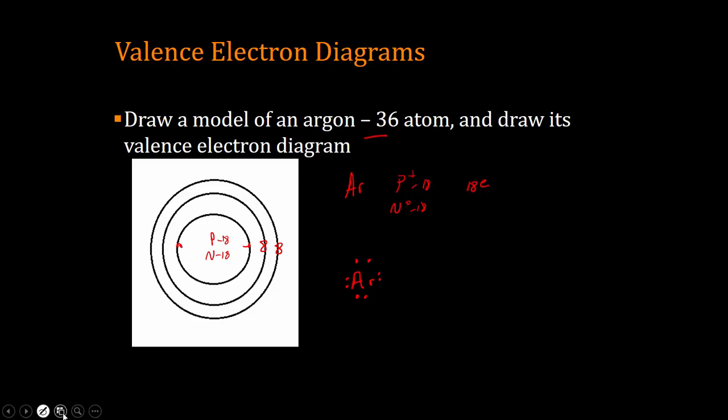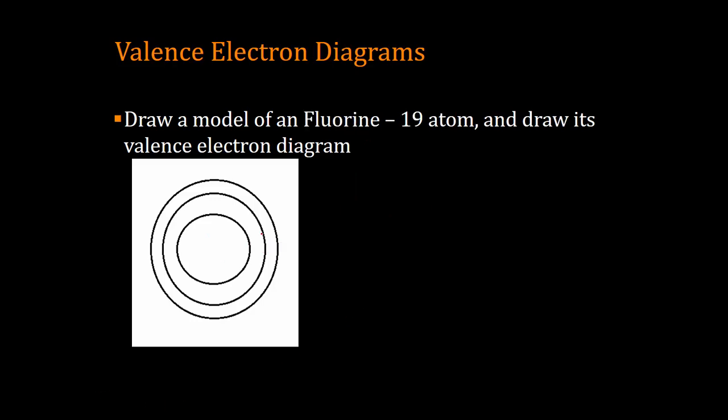Good to go. One more, and then we'll get a few notes on electrons and their trends. So this is fluorine 19. If you go find the periodic table, fluorine is element number 9, which means it's got 9 protons. 19 minus 9 means 10 neutrons. And of course, it's got 9 electrons because protons and electrons balance.